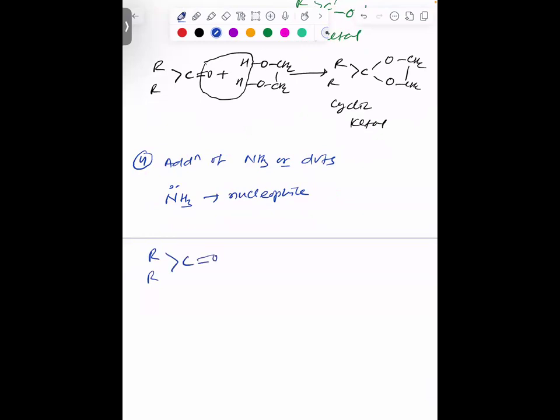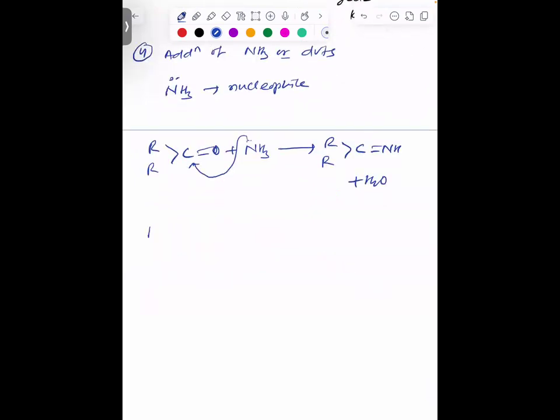Suppose we take a ketone. The product will be, finally the product will be this by removal of one water molecule. So it is removal of one water molecule.